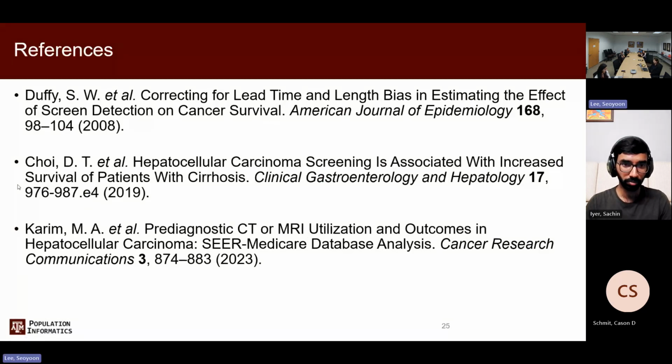These are the citations for the 3 papers we've used in this presentation. This is Duffy's paper, Dr. Choi's paper, and Dr. Cream's paper. And that's the end of our presentation.